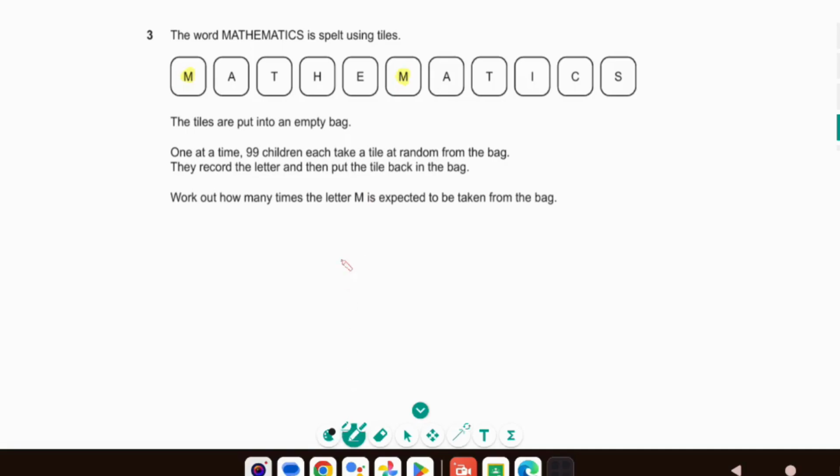We've got 2 out of 11. So the probability of taking out an M is 2 out of 11. We've got 99 children. Times 9. Times 9. 18. So 2 over 11 is the same as 18 over 99. So 18 times.